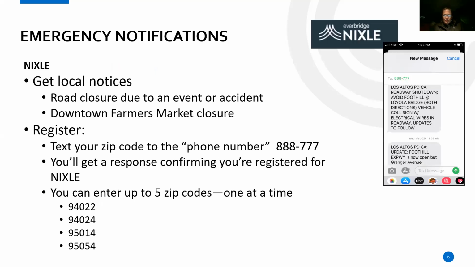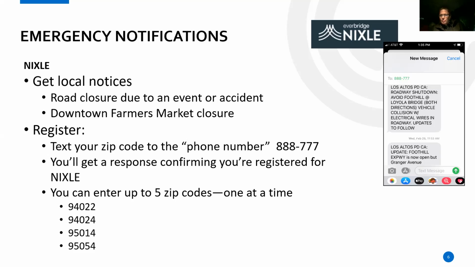Next up is Nixle. These are usually local notices, and you can sign up for that. You just take your phone, open a new text message, like you're going to say to me, Ann, I want to buy you an ice cream cone, but instead of my phone number, you're putting in the phone number 888-777. And then instead of typing in Ann, meet me at Baskin Robbins, you'll type in the zip code you want to register. So you could put in 94024 and you hit enter, and then it'll come back with a message, something like you're now registered for Los Altos Nixle. And you can do up to 5 zip codes as long as you do it one at a time.